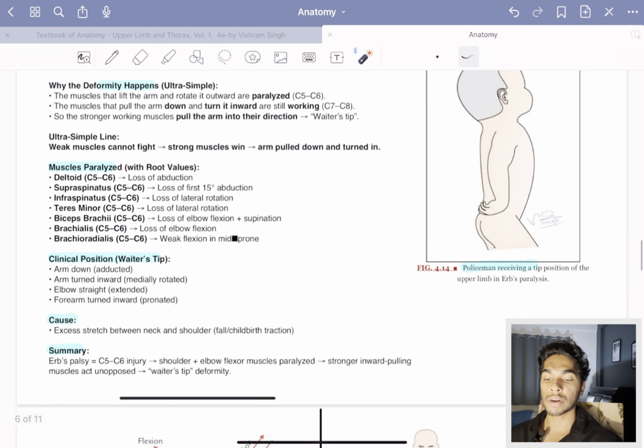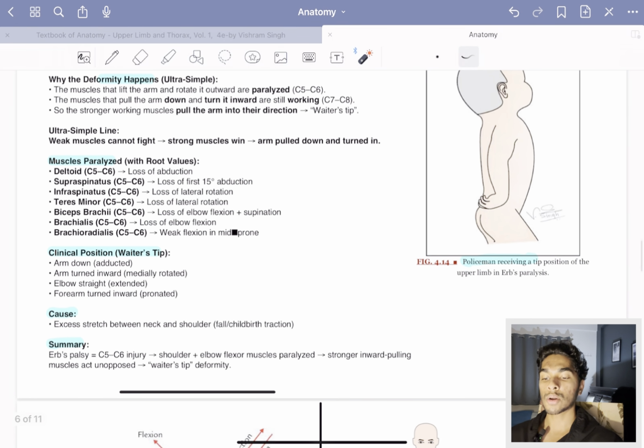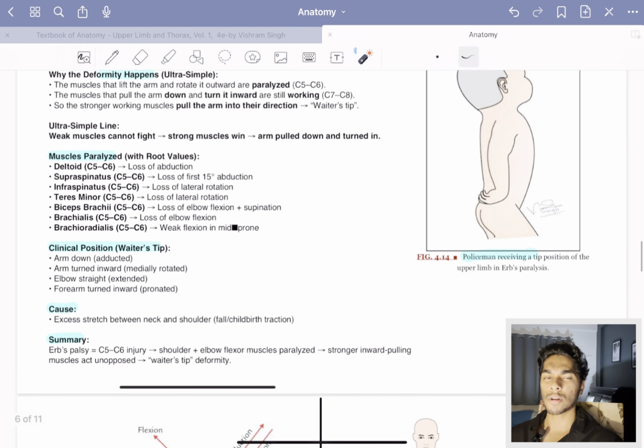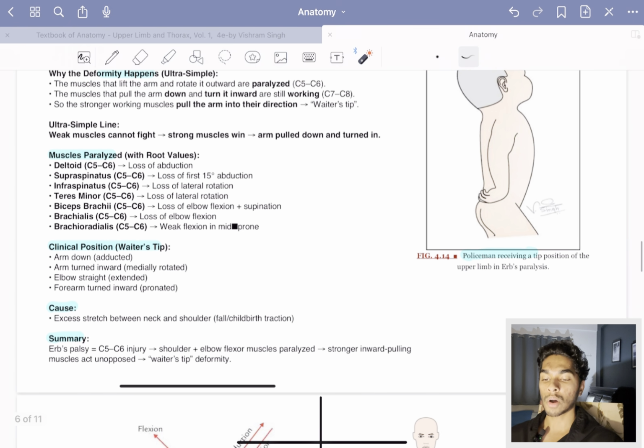The muscles affected in the deformity are given here: deltoid, supraspinatus, infraspinatus, all that. Remember, don't break your head, because all of these have a common root value, C5, C6. Since it's injured, all these muscles are paralyzed and you have this deformity, given here again.